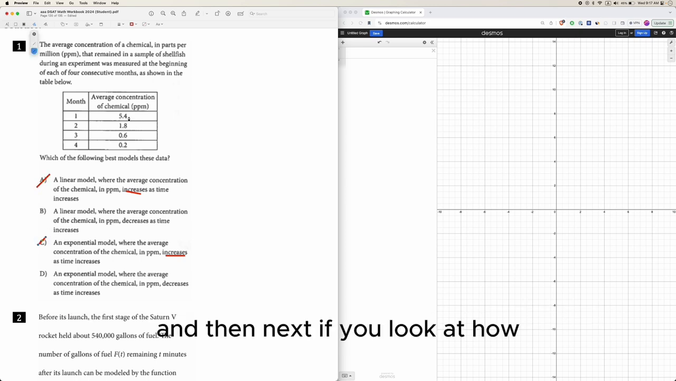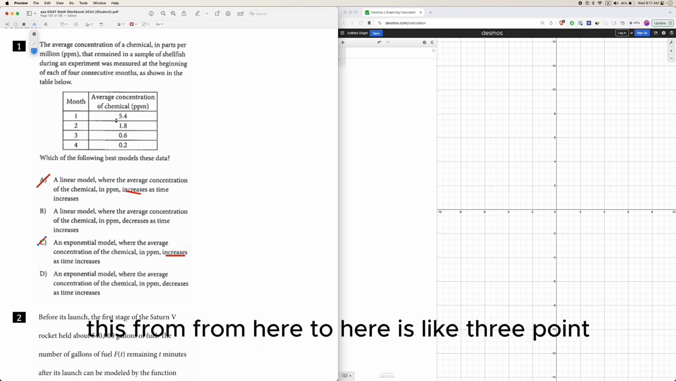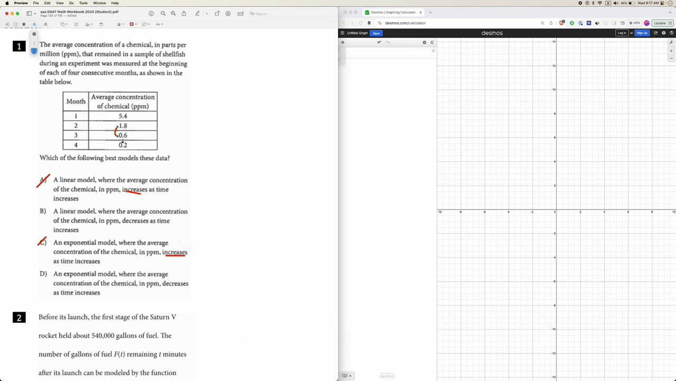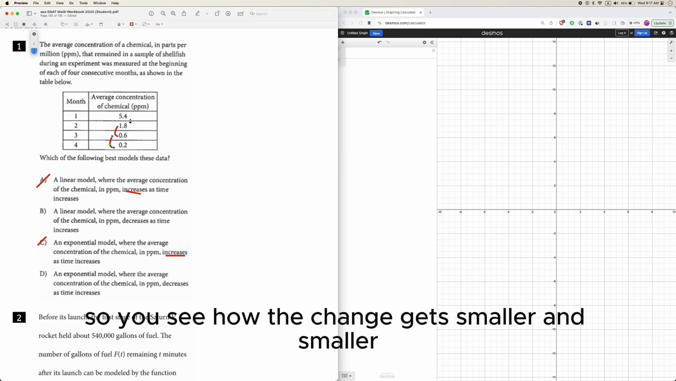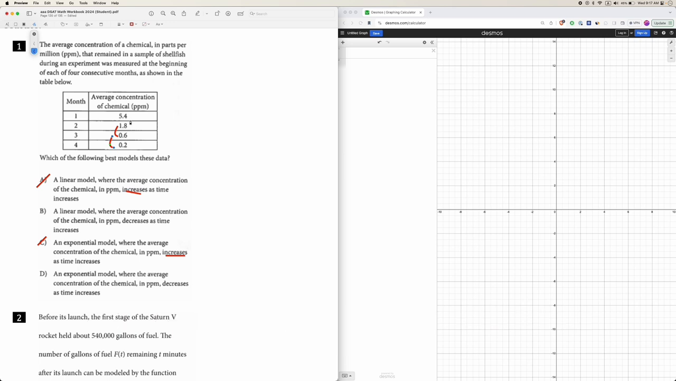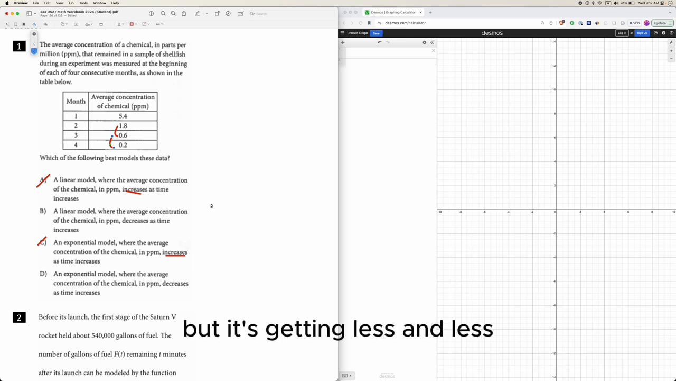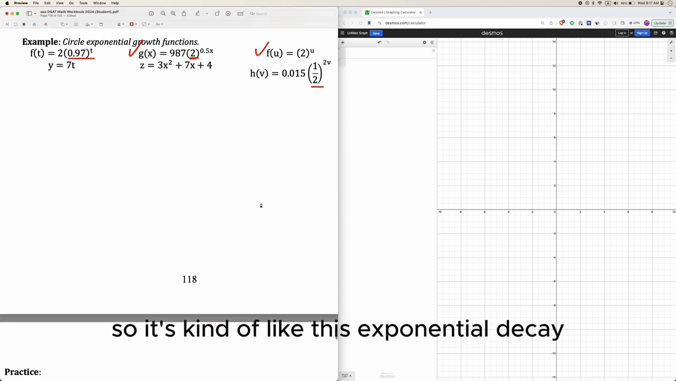And then next, if you look at what the change is from one point to another, from here to here is like 3 point something, like 3-4-ish. But from here to here is less than one, like 1.2. And then from here to here, the change is 0.4. So you see how the change gets smaller and smaller? That means it's an exponential model, but it's getting less and less. So it's kind of like this exponential decay.